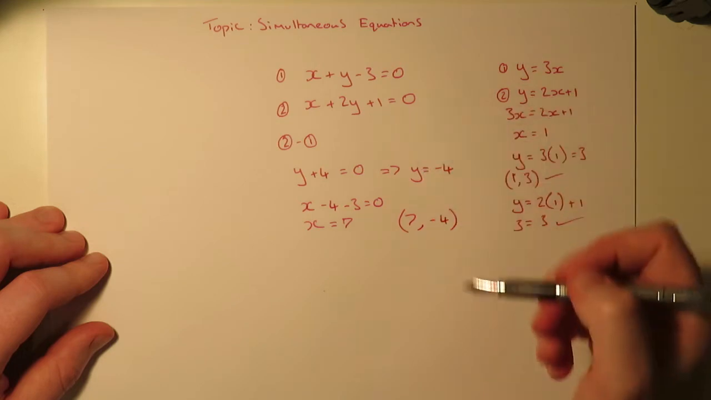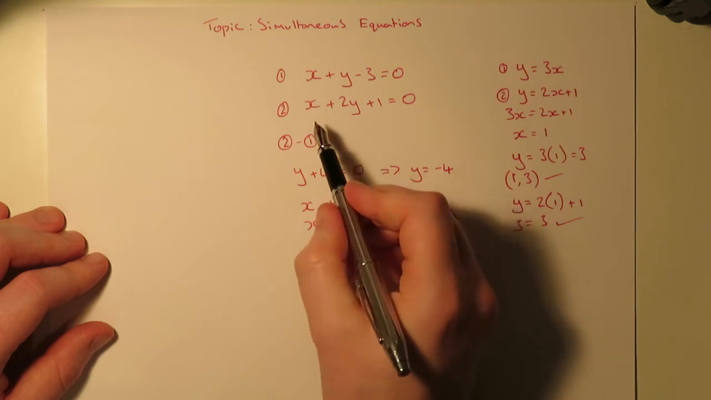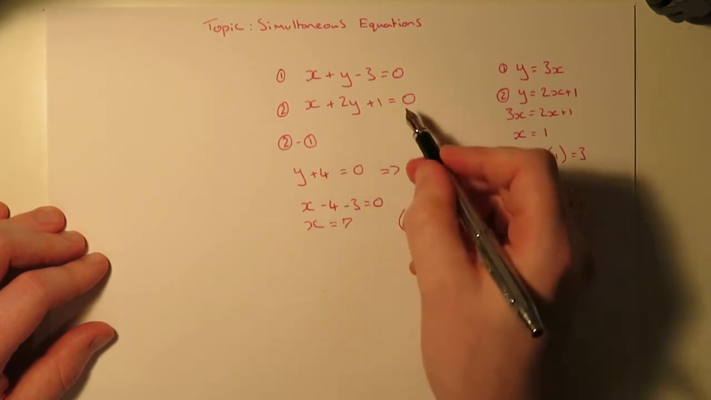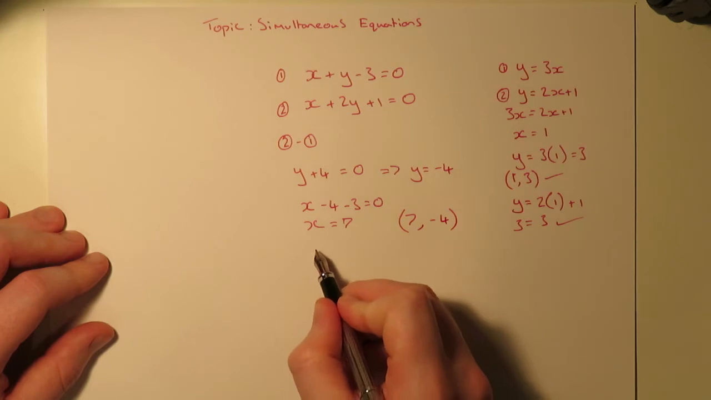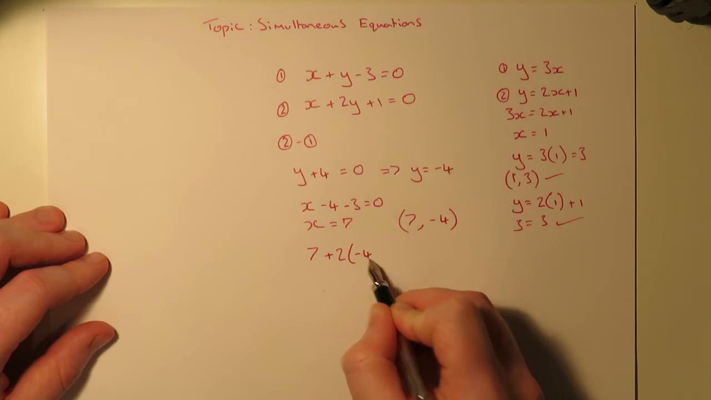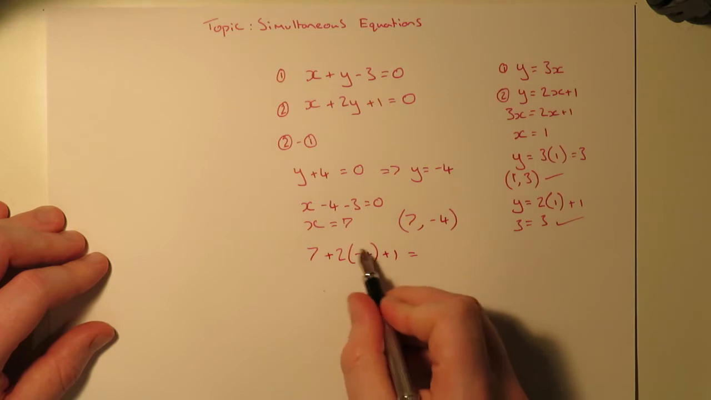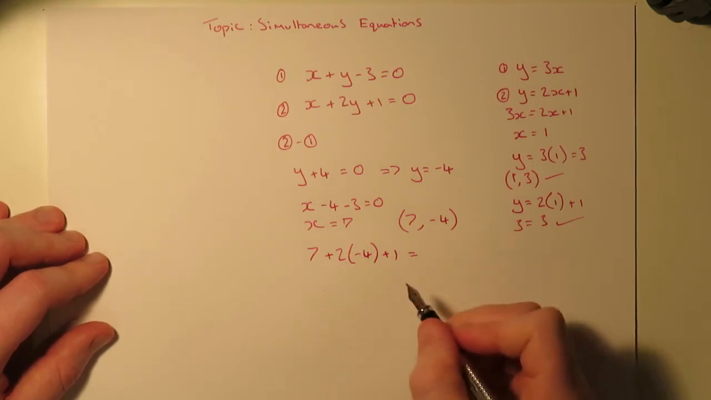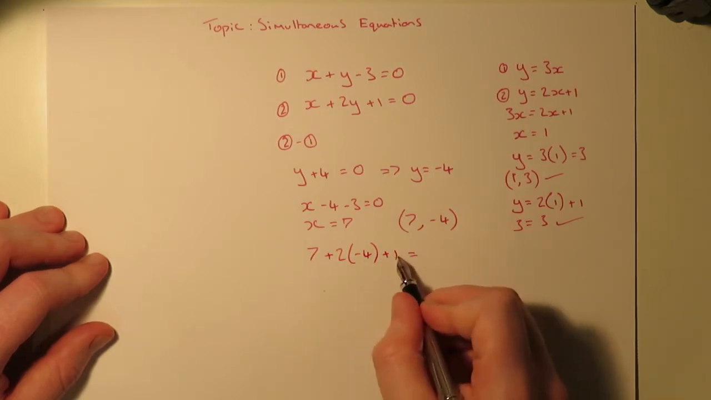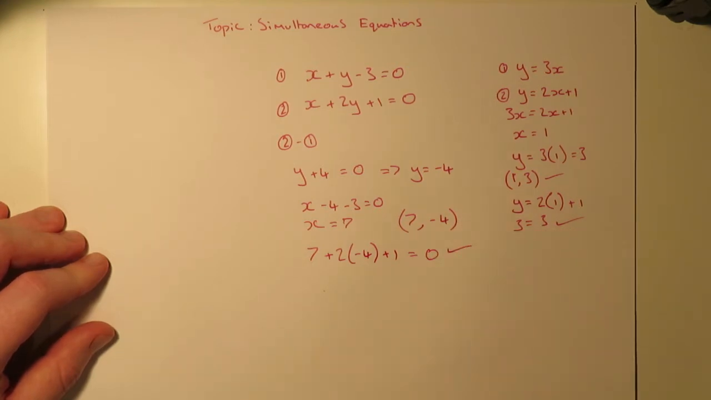It's good practice to substitute that into equation 2 to see if it all works out correctly. Equation 2 is x plus 2y plus 1, and it should be 0, so let's see if that's the case. 7 is our x, plus 2 lots of y, which is minus 4, plus 1. 7 plus minus 8, so minus 8 plus 7 plus 1, well 7 plus 1 is 8, 8 minus 8 is 0, yeah, that's good. So that is almost certainly the correct answer to that question.